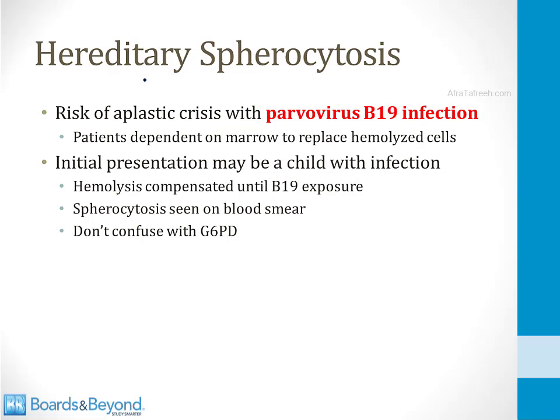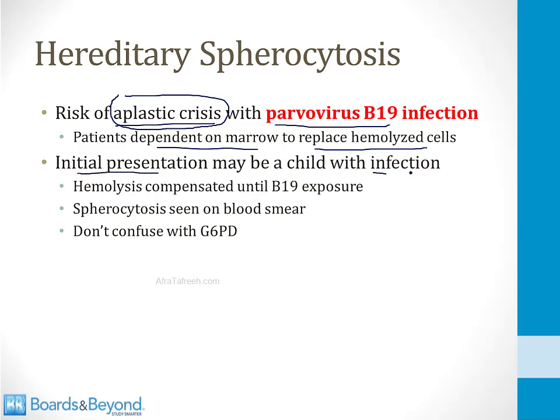Just like any patient with chronic hemolysis, these patients are at risk of aplastic crisis if they become infected with parvovirus B19. This virus infects red blood cell progenitor cells, and it decreases the production of red cells. And patients with spherocytosis are dependent on their bone marrow to replace the hemolyzed cells. So if they become infected with this virus, they can develop a severe drop in their red blood cell count. That's called an aplastic crisis, and they can become very sick. This is often the initial presentation of a child. They may get an infection with B19, and that's when their anemia becomes detected. So the hemolysis from spherocytosis may be compensated until the child is exposed to B19. At that point, a workup is done and spherocytosis is seen on blood smear.